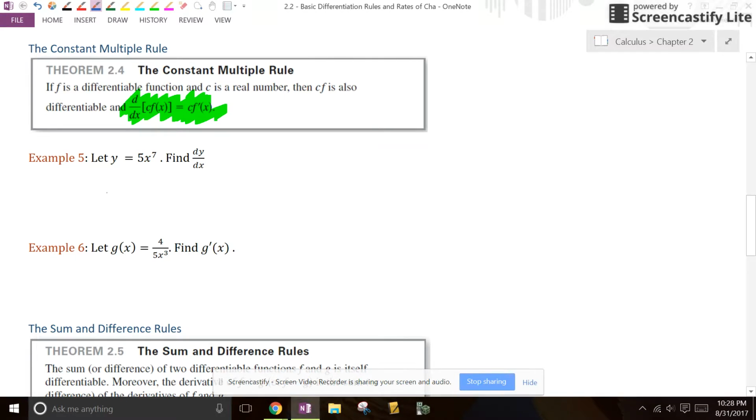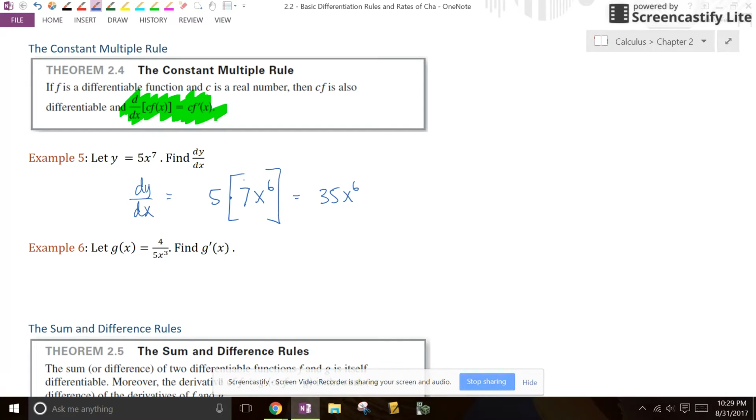So if I wanted to find out what dy dx was, the derivative, then I could go ahead and solve that by saying, I'm going to take the 5 and then I'm going to take the derivative of x to the 7th. The entire derivative would be 5 times the derivative of x to the 7th, which would be 7x powered down by 1, to the 6th. So what is that? 35x to the 6. So you can take that constant, put it out front, take the derivative of the x part, and then multiply those together.